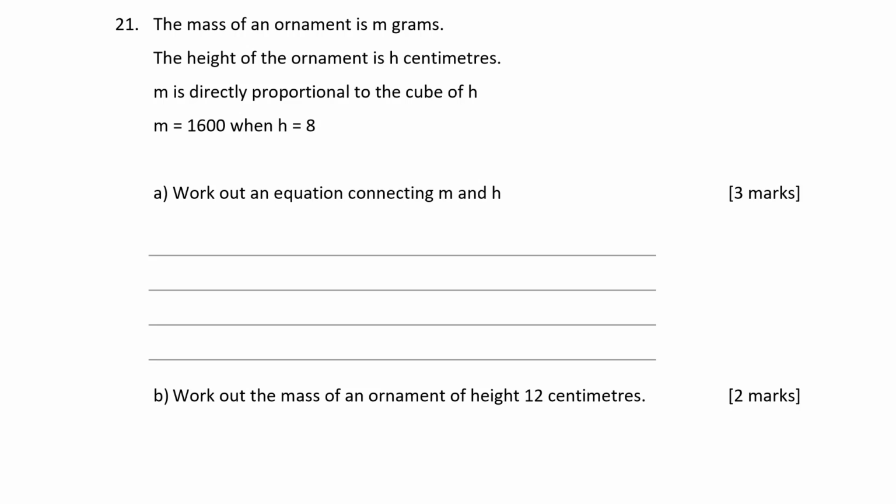Question 21. We are told that the mass of an ornament is m grams. The height of the ornament is h centimeters. M is directly proportional to the cube of h, and m is equal to 1600 when h is equal to 8. Work out the equation connecting m and h. Okay, so we've got a straightforward question here in proportionality. We are given the type of proportion here. M is directly proportional to the cube of h. So we can say m, little fishy, or is proportional to h cubed. Okay, so that's our proportionality.